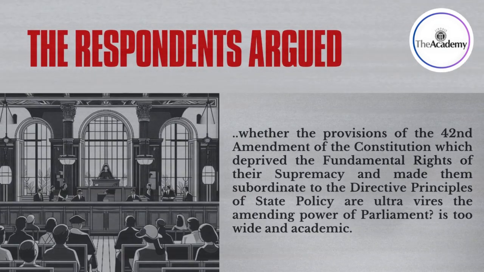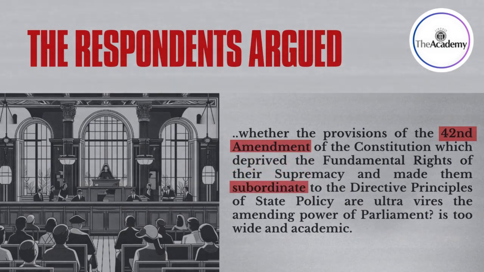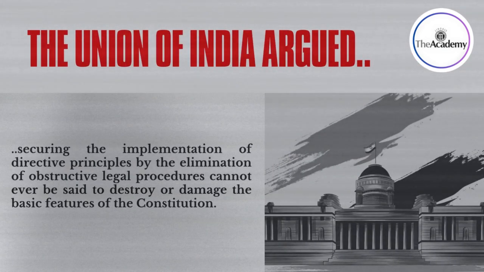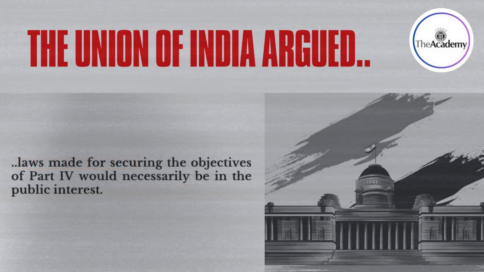On the other hand, the respondents argued that the provisions of the 42nd Amendment of the Constitution, which deprived the fundamental rights of their supremacy and made them subordinate to the directive principles of state policy, are ultra vires the amending power of Parliament. The Union of India argued that securing the implementation of directive principles by the elimination of obstructive legal procedures cannot ever be said to destroy or damage the basic features of the Constitution. Further, laws made for securing the objectives of Part 4 would necessarily be in the public interest.